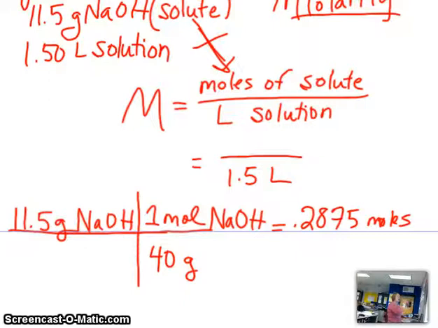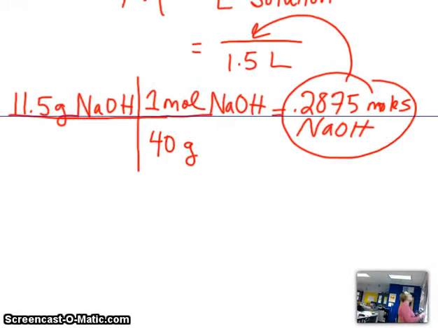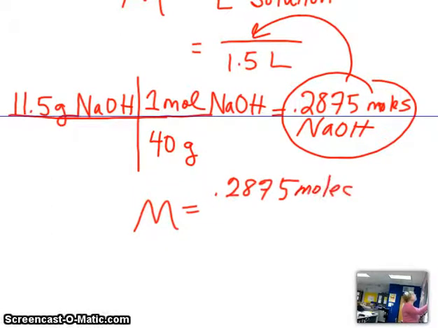Now I have the moles of solute that I've dissolved. I have the moles of NaOH. So in my molarity formula, I can just go ahead and plug this in, okay? So what your molarity formula should be then is 0.2875 moles, and we'll divide that by 1.5 liters. We did do this in Regents Chemistry. I know it's been a while, but the molarity turns out to be.